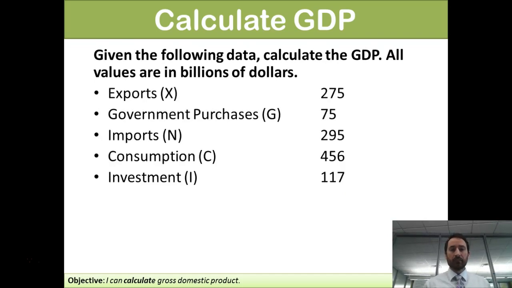Here's our data. Go ahead, pause the video, plug that information into the equation, and then we'll look at it together. Alright, so how did you do?